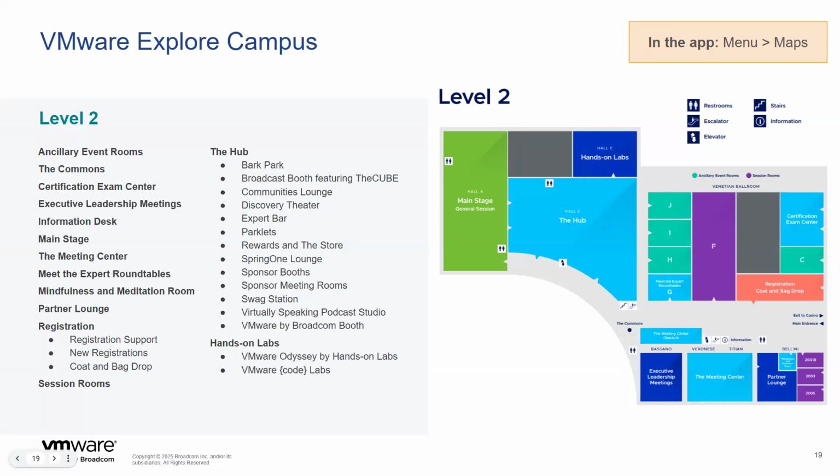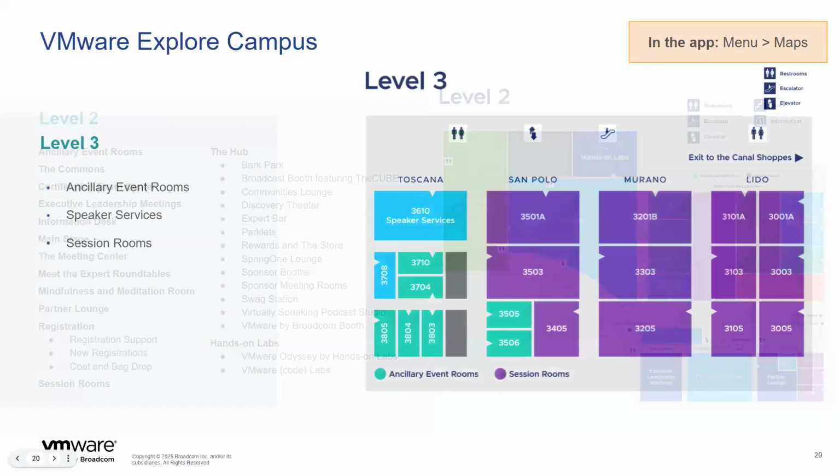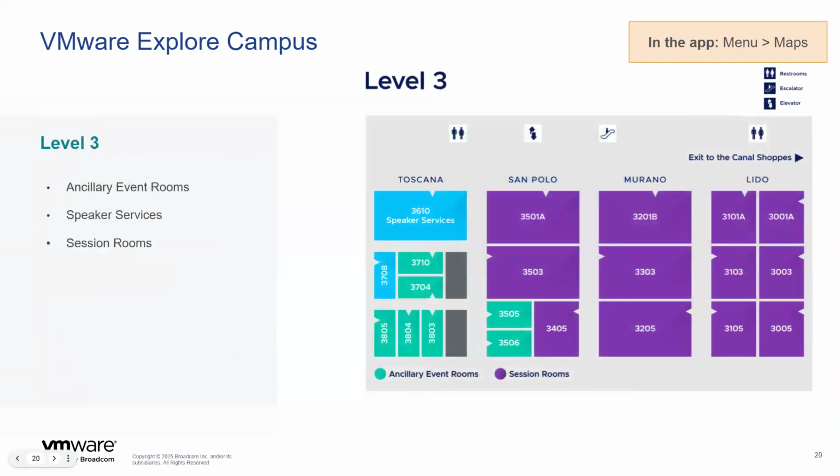Of course, the main center of the event is the hub, with, as you can see, a lot of areas going on in there. The back of Hall C also has hands-on labs, so you'd access that through the hub. And then in Hall A on the main stage is where we'll be having the general session. Up on level 3 is where we have our session rooms and ancillary event rooms, and speaker services if you're speaking at the event.